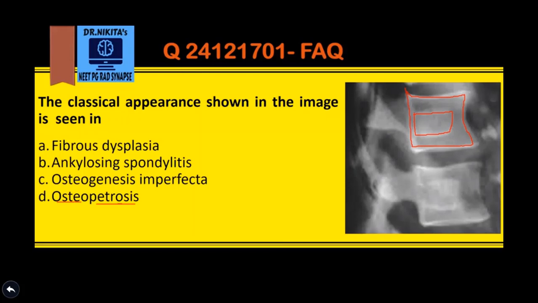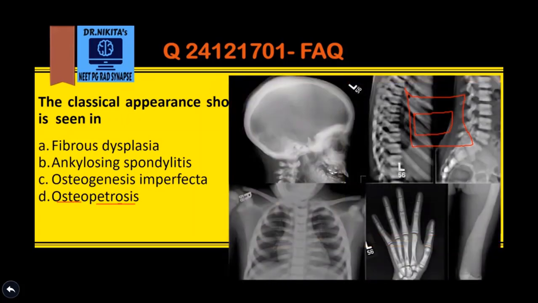This is an MCQ asked. In osteopetrosis, it is dysfunction of osteoclast and not osteoblast. That is why the bones are sclerosed. So this image shows all the features of osteopetrosis.